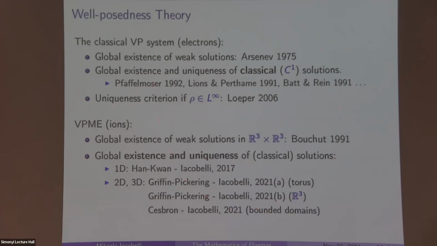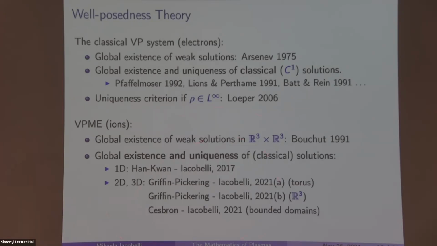So the well-posedness theory of the system was started by Dobrushin and Arsenev. So it started in Russia, then it moved to the West with the work of Pfaffelmoser, Brown, Eppe, Jons, and Perthame. So it was a very hot topic in the 90s for what concerned Vlasov-Poisson. But now we know that we have global, classical, well-behaved solutions, uniqueness, and there is a very solid theory.